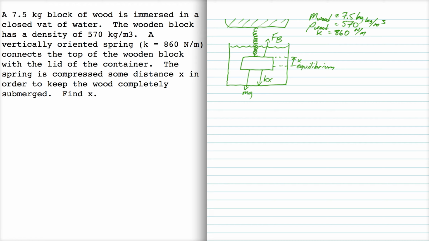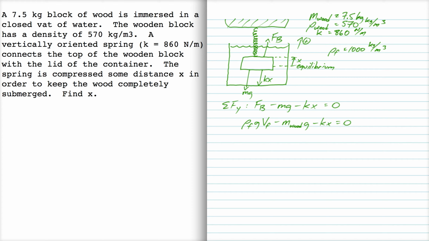Okay, so let's see. If we sum all of the y forces, taking up to be positive and down to be negative, we get the buoyant force minus gravity minus the spring force is equal to 0, because we're told that this thing is in equilibrium. Well, we're not directly told, but I think we're going to assume that this thing is in equilibrium. Now, the buoyancy force is given as the density of the fluid, which in this case is water, so that's 1,000 kilograms per cubic meter, times g times the volume of the fluid that is displaced. Okay, mg is the mass of the wood times g, and then minus kx equals 0.